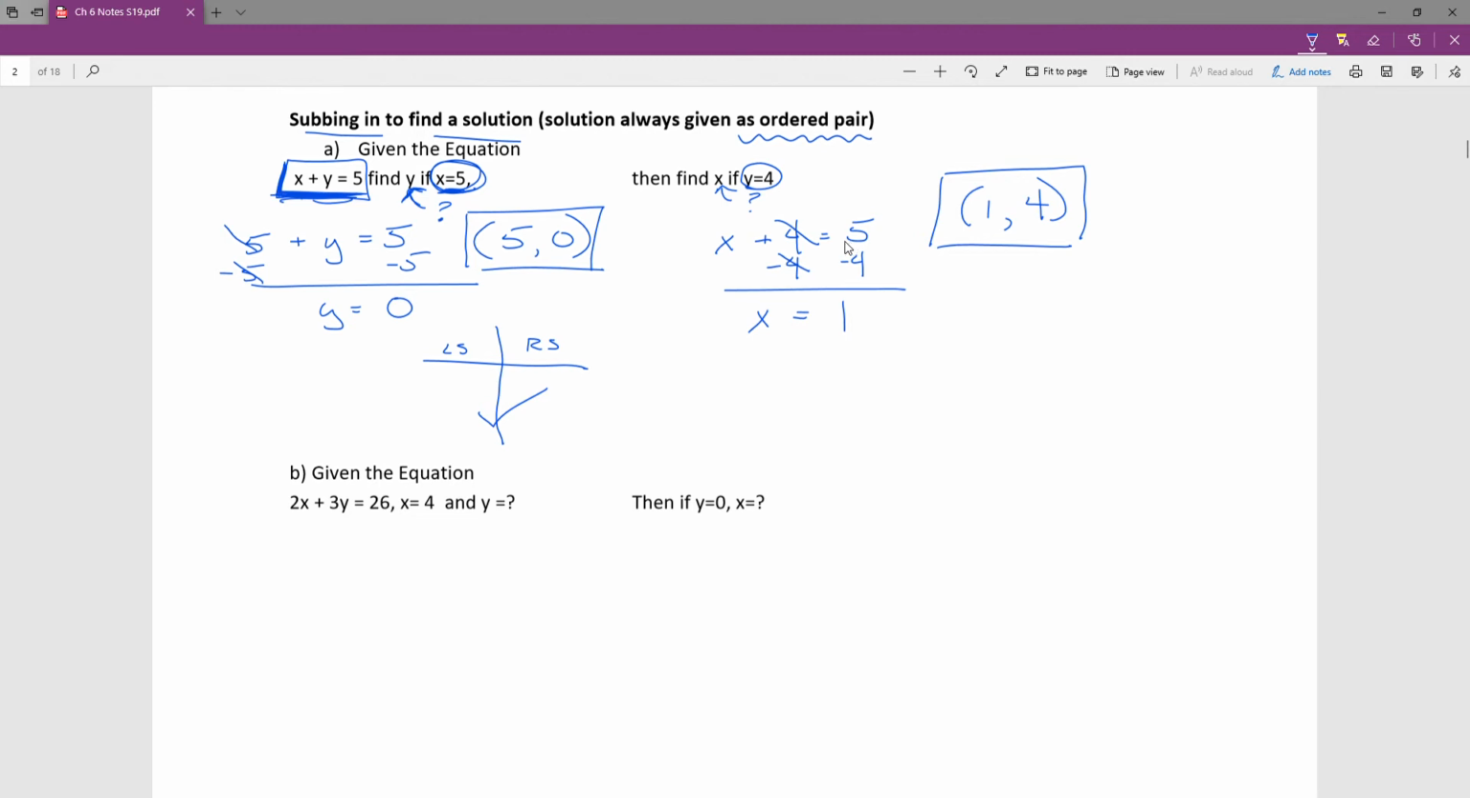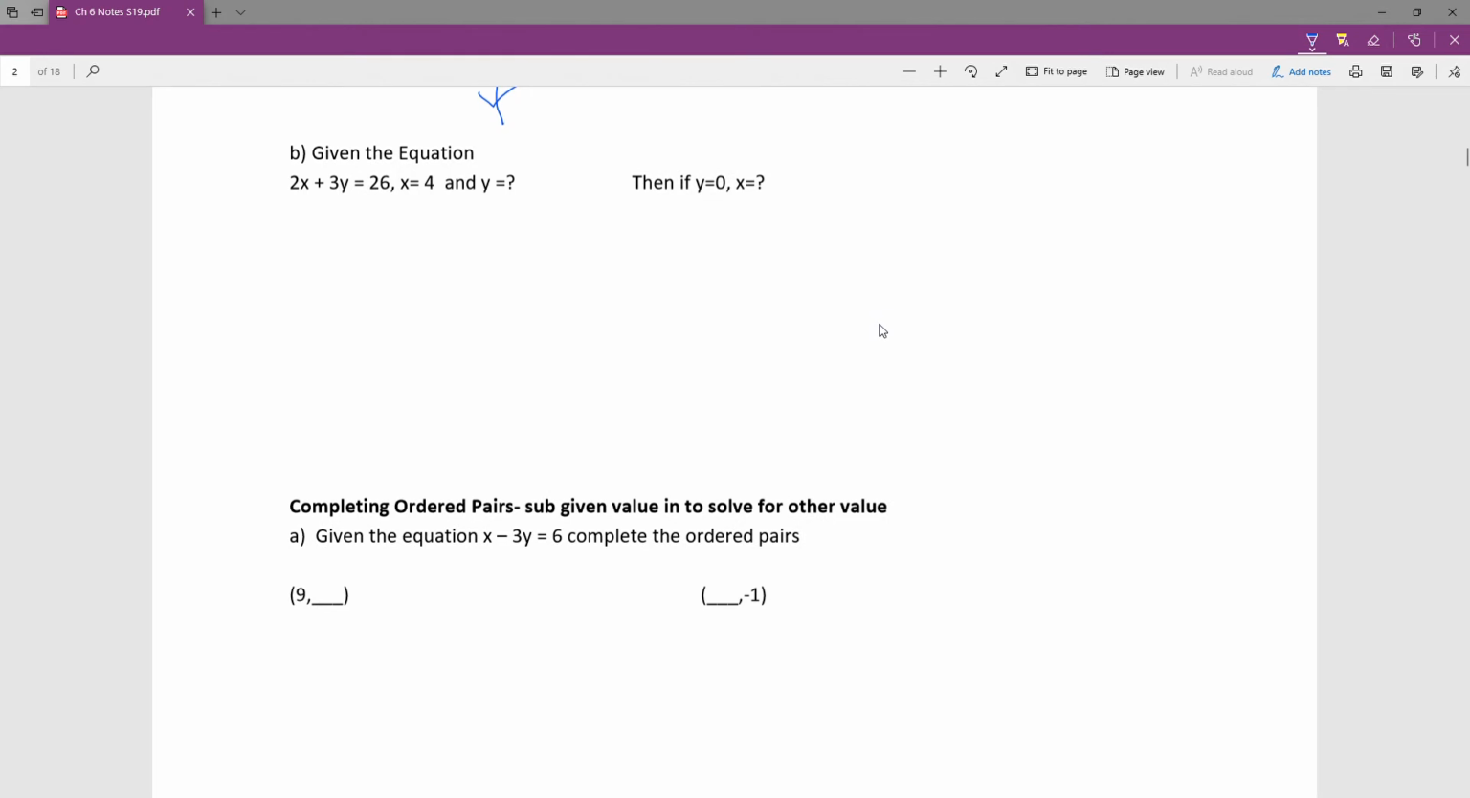Couple more to try. You can give these ones a go. What we're trying to do here is sub in and figure out what y is when x equals 4. So I sub in 4 for x, and now I can solve for y.